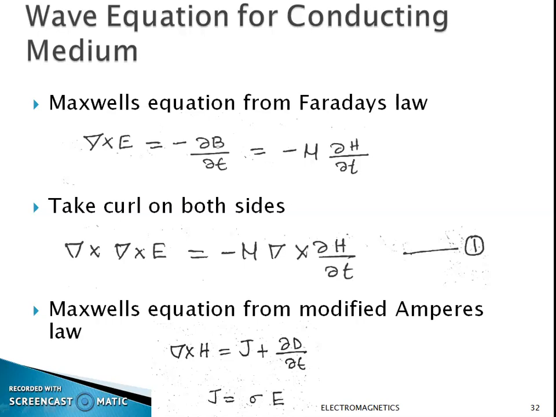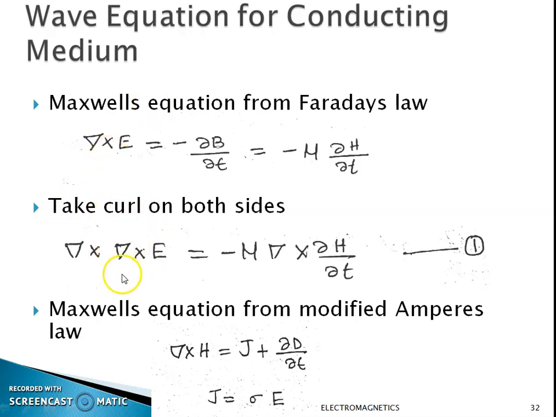We already studied about Maxwell's equations, which are derived from Faraday's law and Ampere's law, etc. There are mainly 4 Maxwell's equations. So first we take the Maxwell's equation which is derived from Faraday's law. That is del cross E is equal to minus dou B divided by dou T, that is equal to minus mu into dou H by dou T. And take curl on both sides.